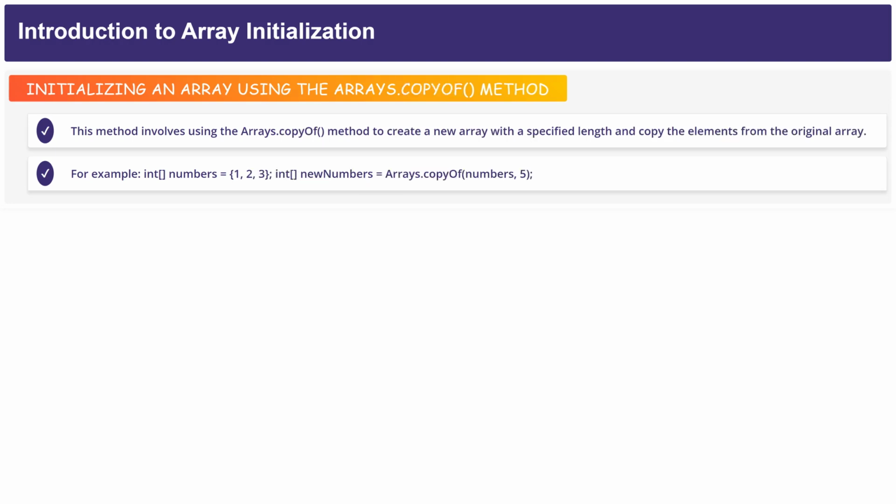In this method, you can initialize an array by using the Arrays.copyOf method to create a new array with a specified length and copy the elements from the original array. For example, you can declare an int array with some initial values and use the Arrays.copyOf method to create a new array with a larger size as follows.